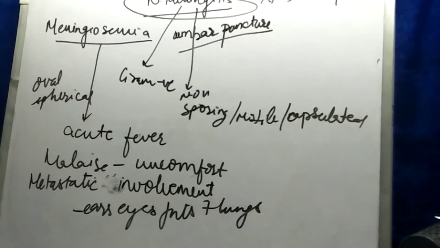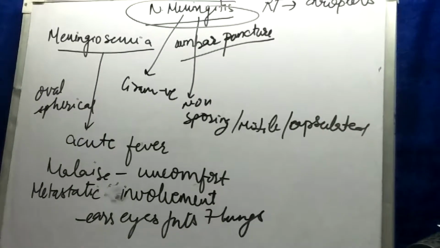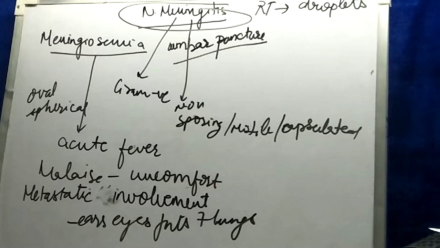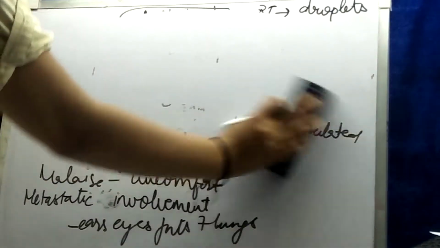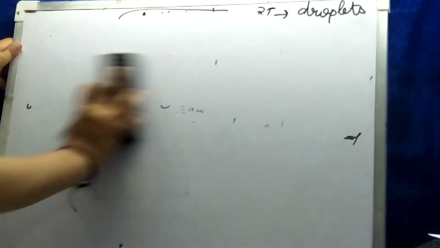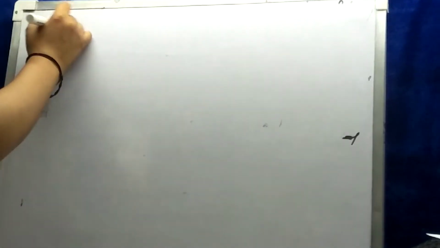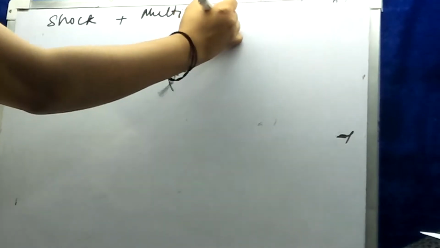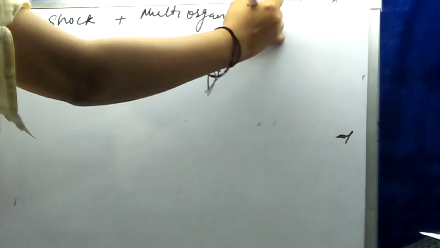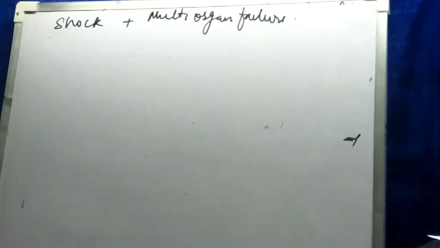Meningococcemia is characterized by shock and multi-system failure. So from here you can think that this is a very dangerous disease. Meningococcemia is characterized by shock and multi-organ failure.